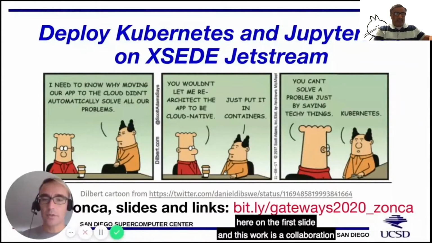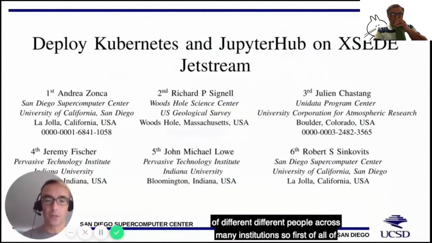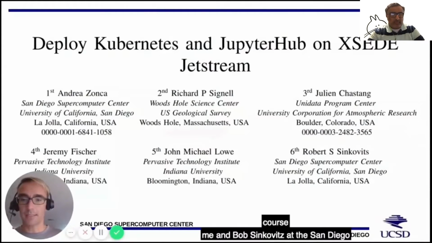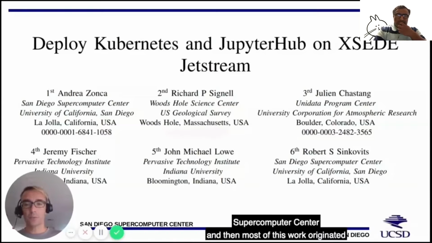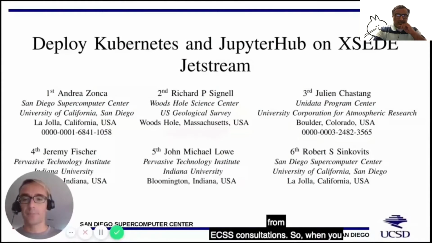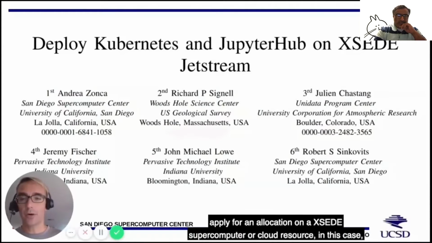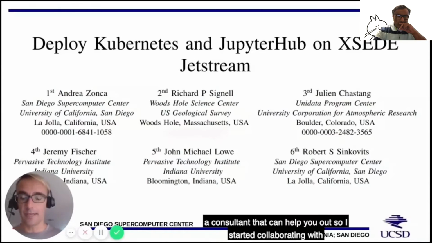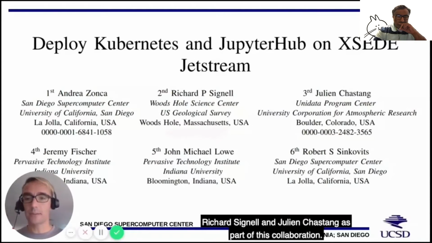And this work is a collaboration of different people across many institutions. So first of all, of course, me and Bob Sinkovits at the San Diego Supercomputer Center. And then most of this work originated from ECSS consultations. So when you apply for an allocation on an XSEDE supercomputer or cloud resource in this case, you also get assigned, if you want, a consultant that can help you out. So I started collaborating with Richard Signell and Julien Chastang as part of this collaboration.